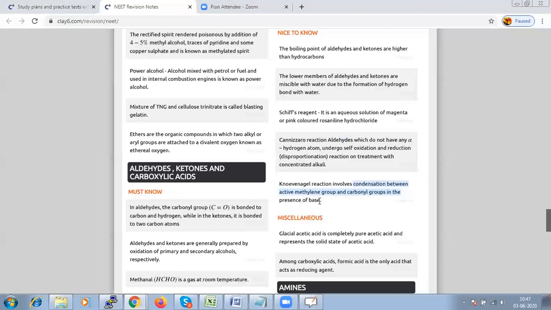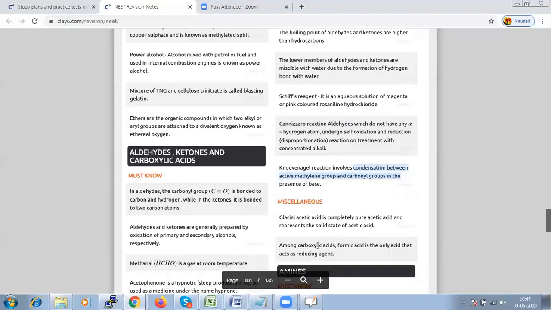a base. And glacial acid is a completely pure acid, and this represents the solid state of acetic acid. So among carboxylic acids, formic acid is the only acid that will act as a reducing agent. Among all the carboxylic acids, formic acid is the one which is used as a reducing agent. So based on the concept-wise analysis, this is what we have in aldehyde, ketone and carboxylic acid. I repeat, the naming reactions are very, very important from this chapter from an exam point of view.